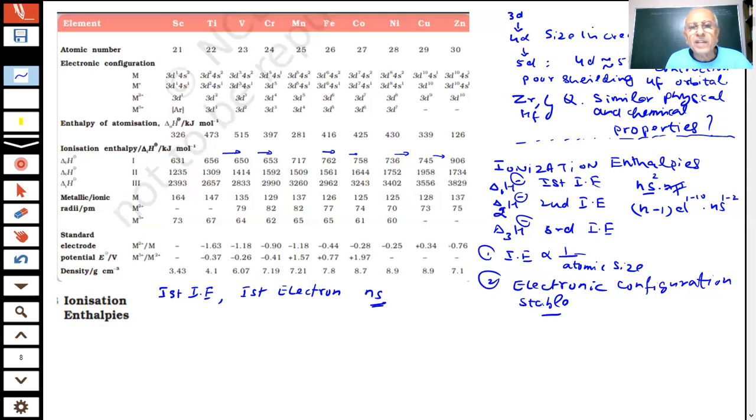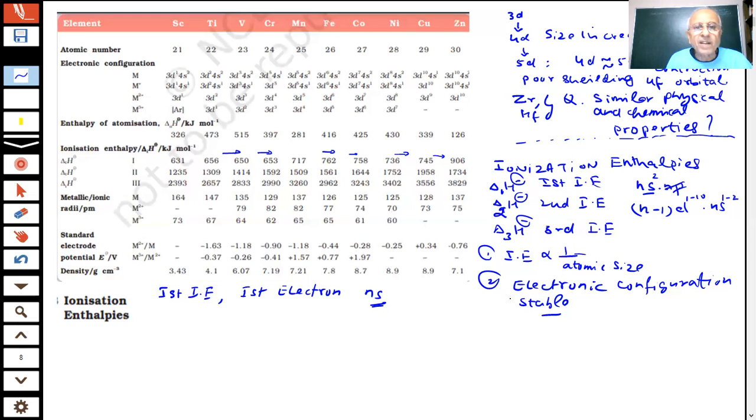So in general, with a decrease in size, we are expecting an increase in ionization energy. Generally we can see an increasing trend because with increase in effective nuclear charge, what is happening? The electrons are attracted more strongly by the nucleus. So the screening effect also plays a role in the ionization enthalpy.